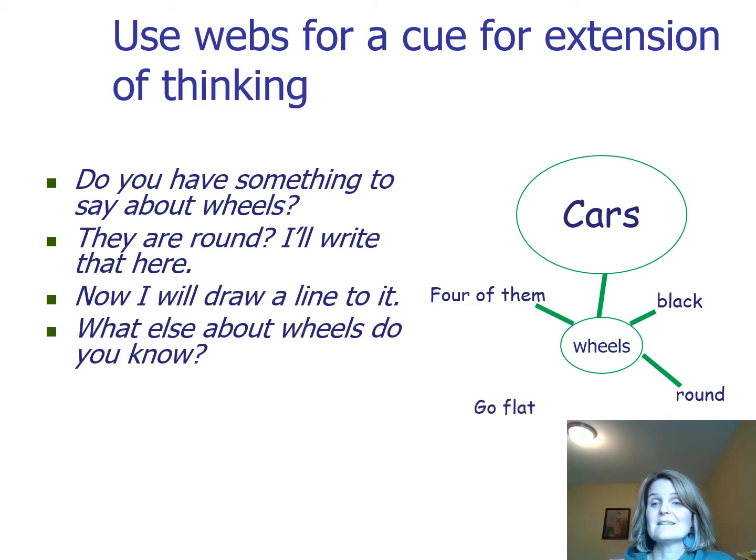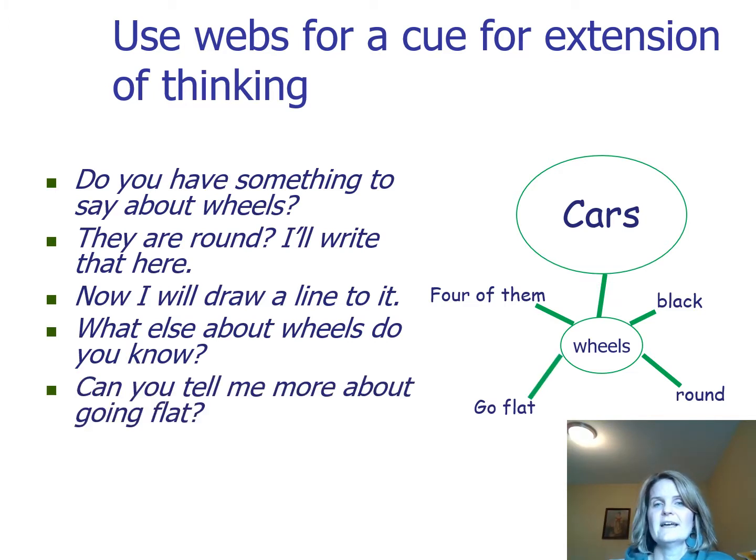They go flat. Oh, you're right. You can get a flat tire. And so on. And that's how it goes. Can you tell me more about going flat? And then the child might say, there's a nail in them. And so you would write that down.